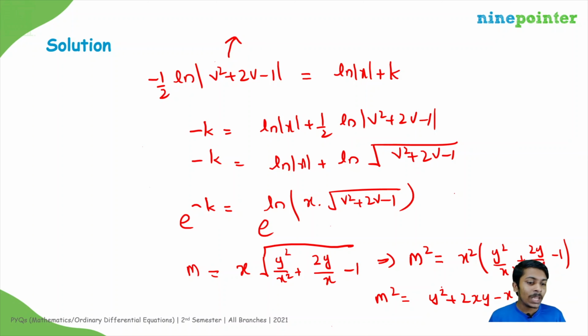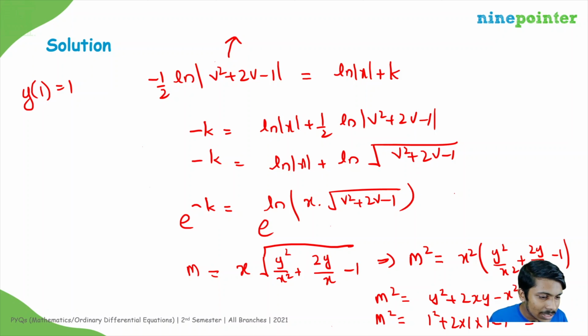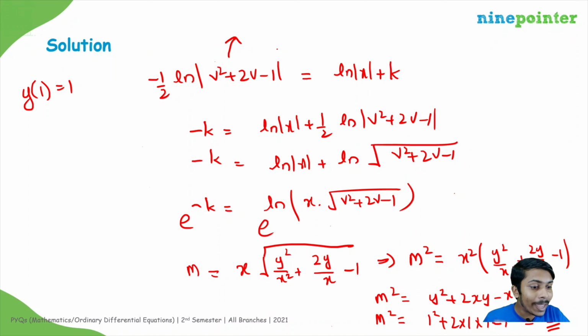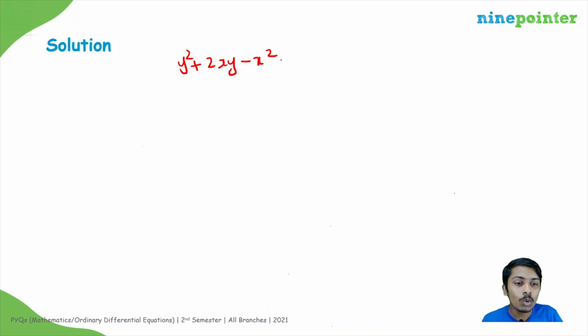Now we have been given an initial value. What was the initial value? That was y of 1 equal to 1. Let me just substitute that here. So I will get m square is equal to 1 square plus 2 into 1 into 1 minus 1 square. That is 1 square and 1 square with a negative sign just get cancelled with each other, and we have a 2 here. So we have got the value of m square to be equal to 2, and so the exact solution of the IVP will be y square plus 2xy minus x square we had equal to m square, and we have found the value of m square equal to 2, okay, this is it.